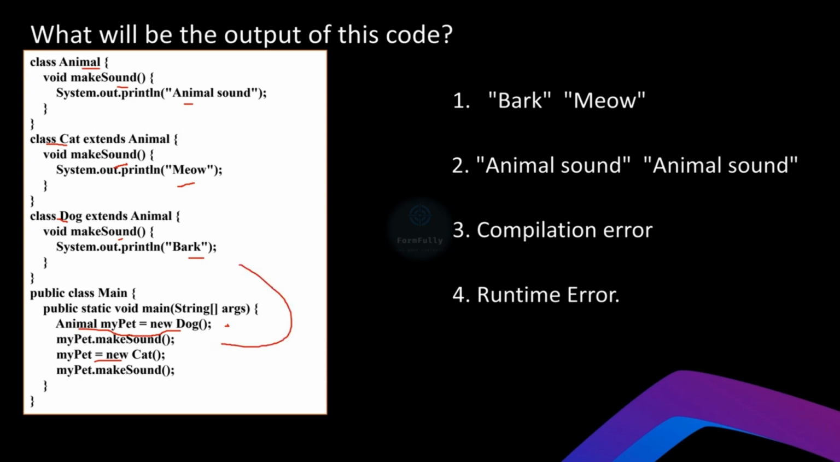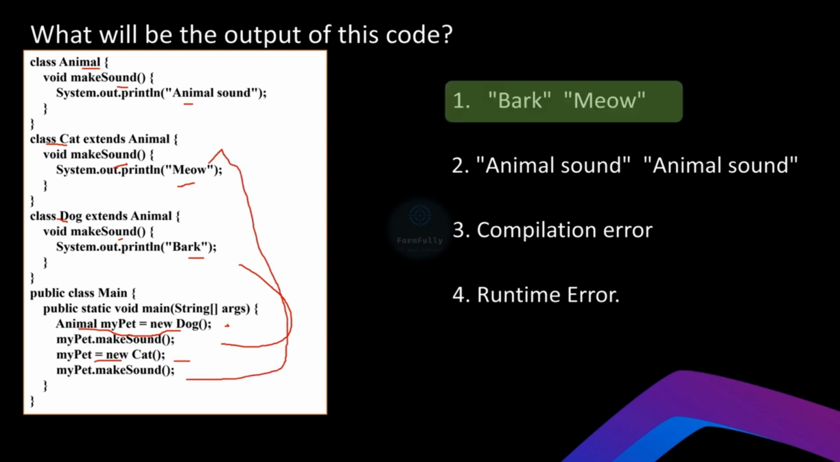therefore it prints bark. And then when we reassign myPet to a Cat object with myPet = new Cat(), and call myPet.makeSound again, myPet now references a Cat object. So the makeSound method of the Cat class is called. This time it prints meow. So the correct option is bark, meow.